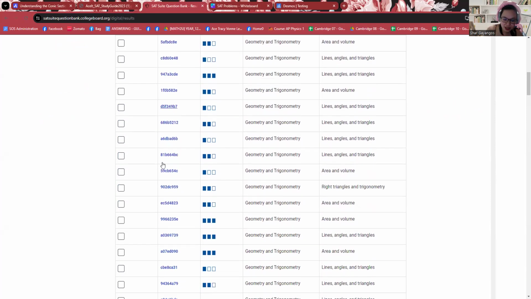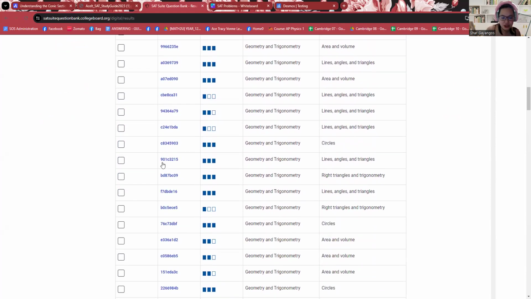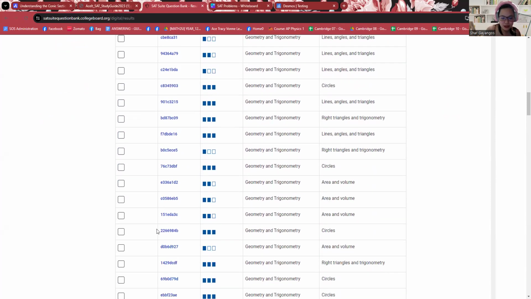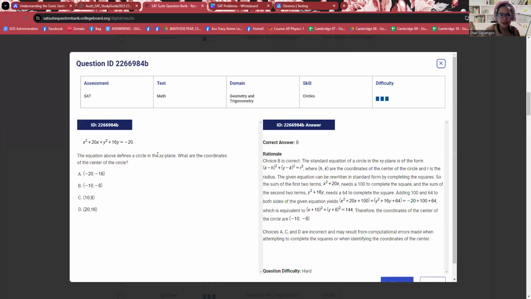And then let's try solving a problem involving circles. I've pre-selected one. We have question ID 226694. So let's go ahead and solve this problem. What's being asked here is the coordinates of the circle center. So we have an equation of the circle here, not in standard form. So the goal is to rewrite it in standard form so we can immediately spot the center.